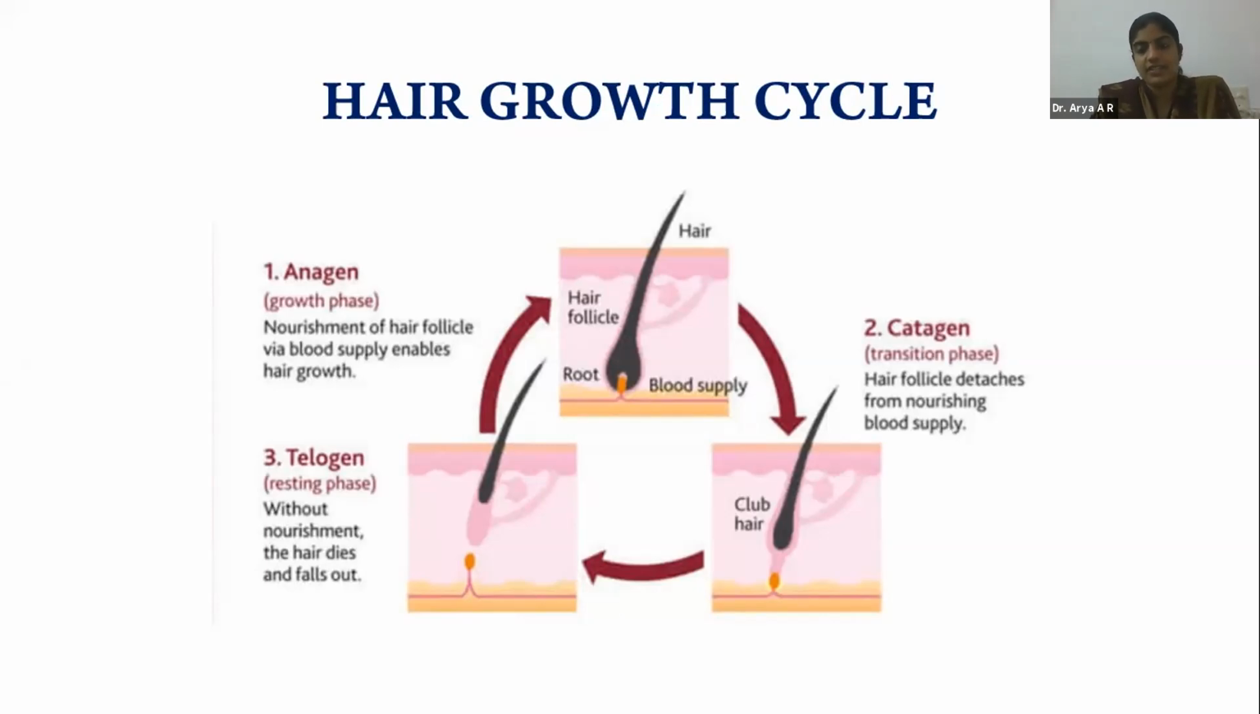The telogen phase is a resting phase. Here, without any nourishment, the hair follicle finally dies out and falls off, because it has detached from the blood supply and is not getting any blood supply and nourishment. And finally it leads to its death, and eventually the hair falls out. This is the normal hair growth cycle in a human organism.